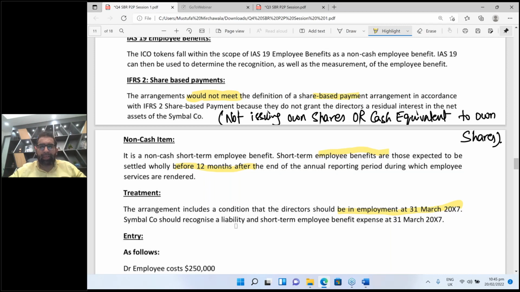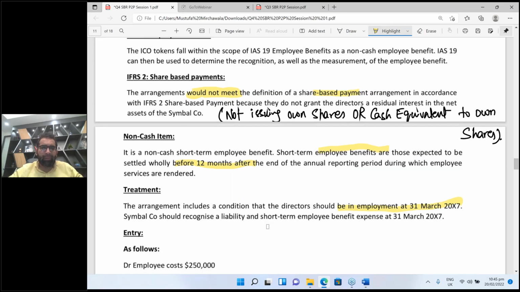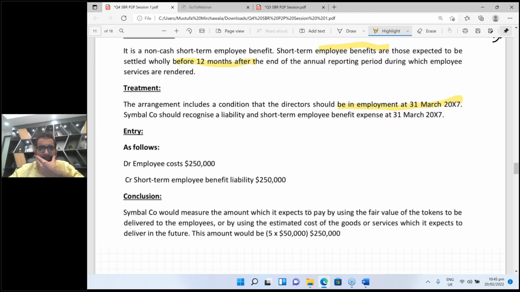Symbol Company should recognize a liability and short-term benefit expense at 31st March X7 with the following entry. See these. The estimated cost as given in the question per director is 50,000. So 5 multiplied by 50,000 is 250,000.